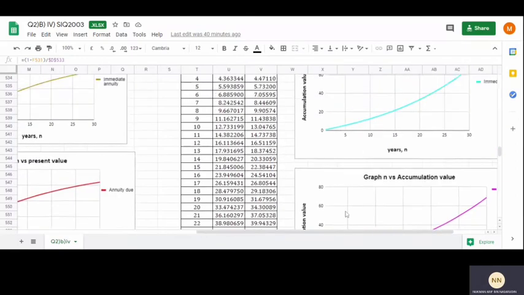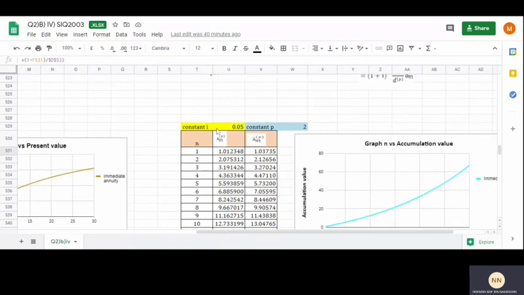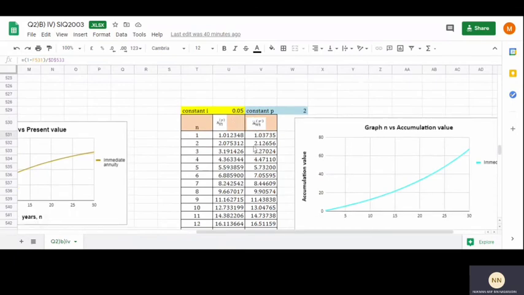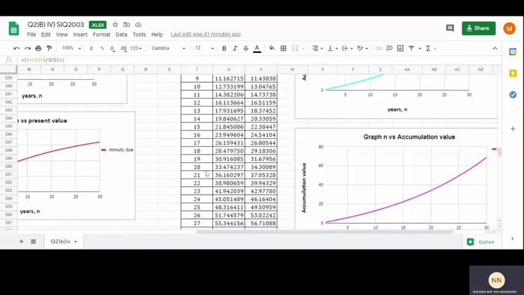Okay, next we continue with the last one, the accumulation for the immediate annuity and annuity due. For the immediate annuity, the formula is the same, (1+i)^n times a-angle-n at rate p. And for the annuity due, it is equal to (1+i)^n times a-double-dot-angle-n at rate p. Same, we keep i at 0.05 and p equal to 2. We make a table with n equal to 1 until 30.